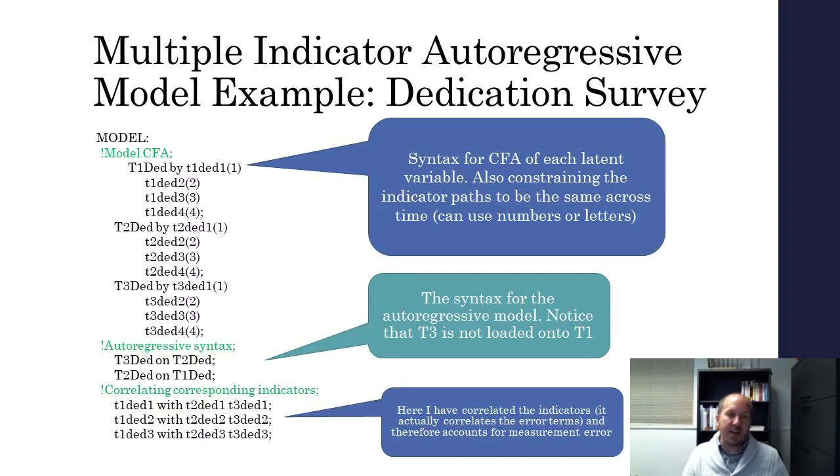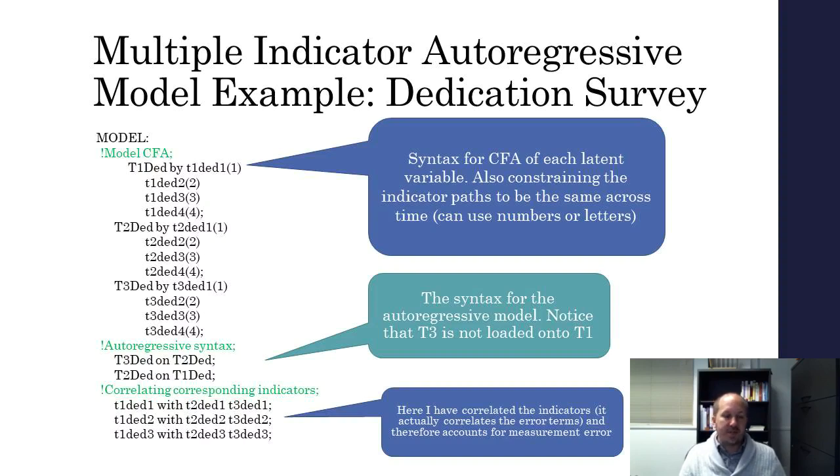And you can see in here I've added in constraints. You can use letters or numbers, it doesn't matter. In this case I've used numbers here, so 1, 2, 3, and 4, to constrain each factor loading to be equal with its corresponding factor loading at each time point. And then next I have the autoregressive syntax, so this is T3 dedication on T2 dedication, T2 on T1, and that's going to be the direct paths, the only thing that's being freely estimated here.